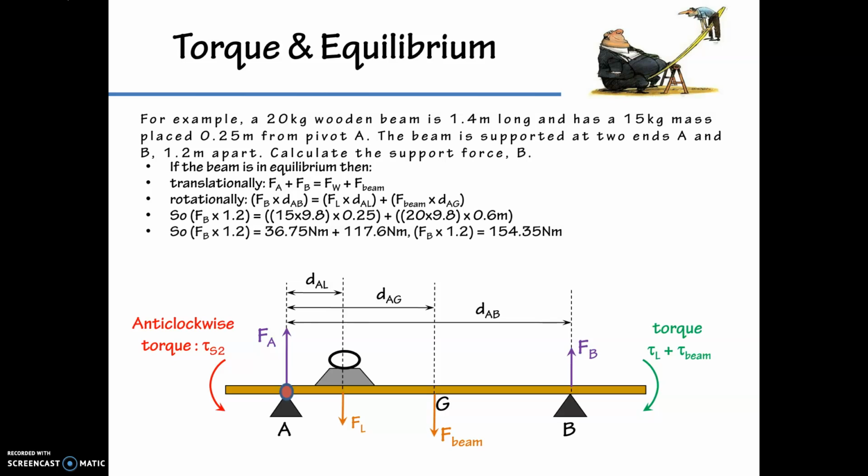This gives us FB times 1.2 is equal to 36.75 plus 117.6, so FB times 1.2 is equal to 154.35 newton meters. In order to find FB, we divide that 154.35 by 1.2 to get 128.6 newtons.